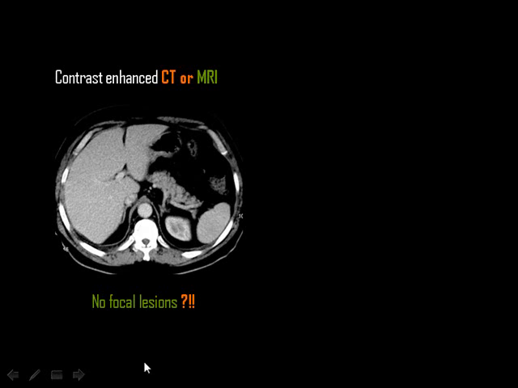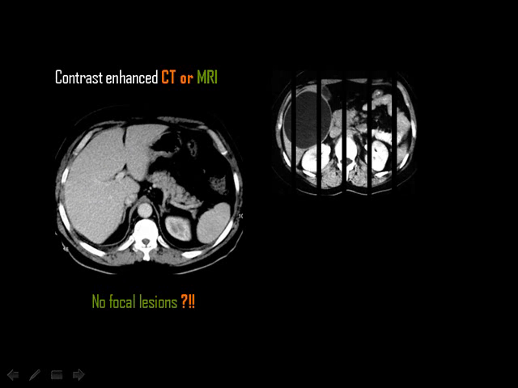Okay, if you look at the liver, you see that the liver is of homogeneous parenchyma. This is the fissure for ligamentum teres, and this is the lateral segment of the left lobe, this is the medial segment of the left lobe, this is the anterior segment of the right lobe, and this is the posterior segment of the right lobe.